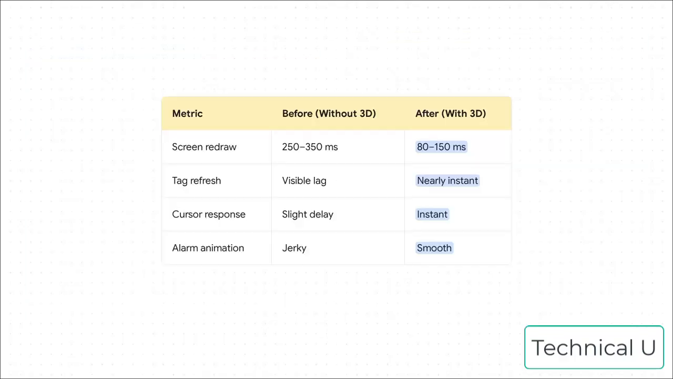And just look at these numbers. This is just incredible. Screen redraw times, we've cut them by more than half, dropping from a painful 350 milliseconds down to a crisp 80. That lag you could see with your own eyes on tag refreshes, it's gone. It's nearly instant. Even the mouse cursor feels snappy and immediate, and those jerky alarm animations, they're finally smooth. This right here, this is the performance you were supposed to have all along.